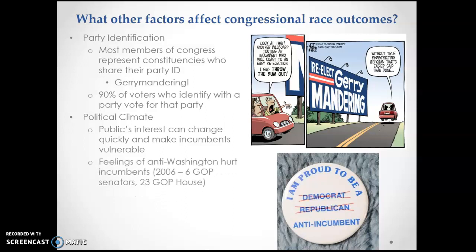And when there is strong anti-Washington sentiment, right? When times are bad and people are blaming Washington, what are you even doing? You're not passing any bills. You're not doing anything. You're all corrupt and a bunch of crooks. That tends to be a time that is particularly bad for incumbents. And so take, for example, 2006, strong anti-Washington vibe at the time with the Iraq War not going well, and a recession beginning with the housing market shortly to come, and 6 GOP senators and 23 GOP House members lost. And so, this is a good example of how political climate can work.